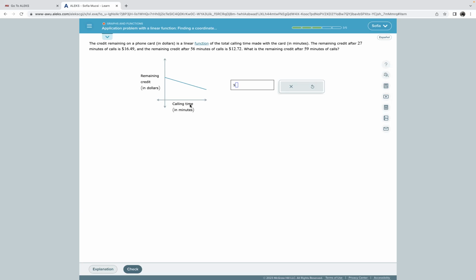So I got 0.13 for the slope. It is negative though. Yes, like you said, it is going down. I have it written as negative 3.77 over 29. So I have to do the equation. Just do the first one. It was negative 0.13, x is 27. And it's asking for after 59 minutes.